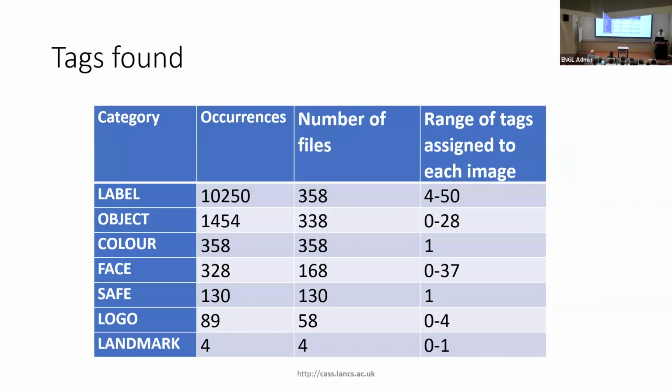So for our corpus, the most productive tag was the one on the top row here, the label tag. And our corpus resulted in 10,250 labels associated with it. Some images only got 4 labels, some got 50. So quite a range there. But we decided we would just focus our analysis around that top row.